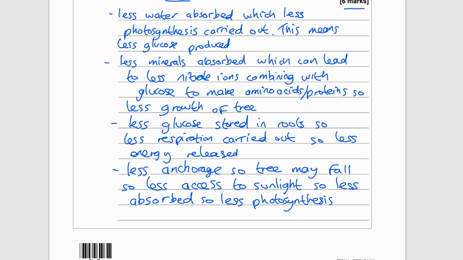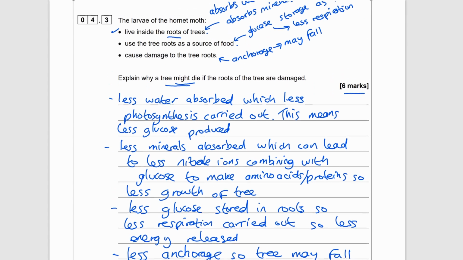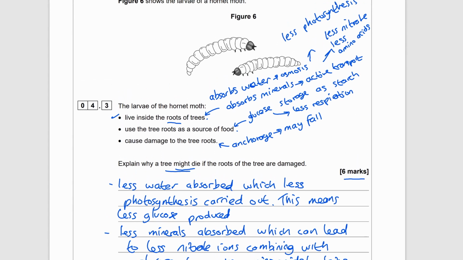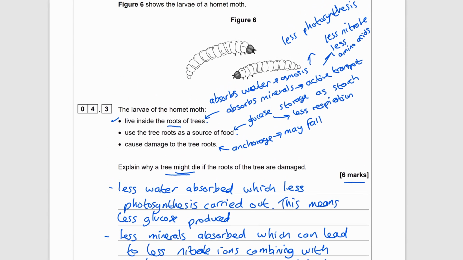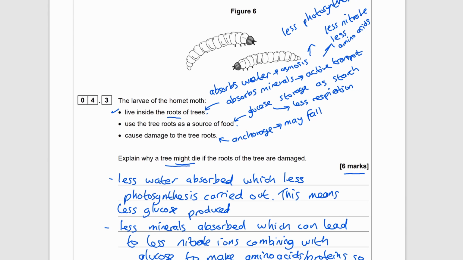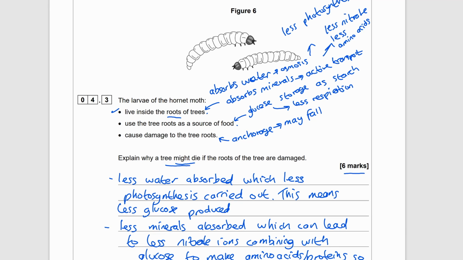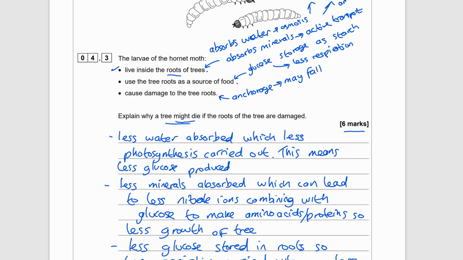So the key thing for this question is you need to be trying to link your points together. You need to show that you understand the link between water and photosynthesis. We have done that. You need to show the link between photosynthesis and glucose. We've done that. We need to show the link between minerals and growth, and we've done that with nitrate and proteins.